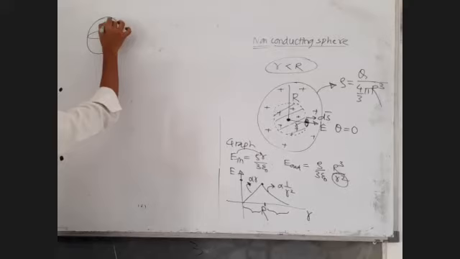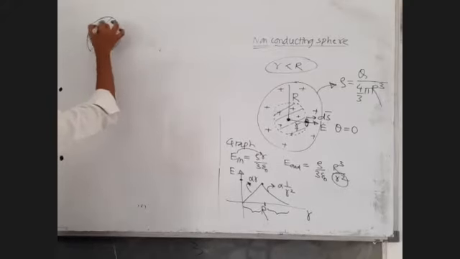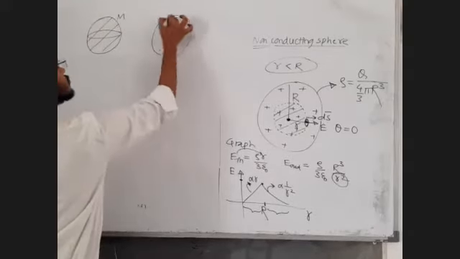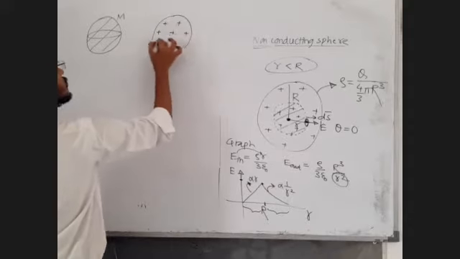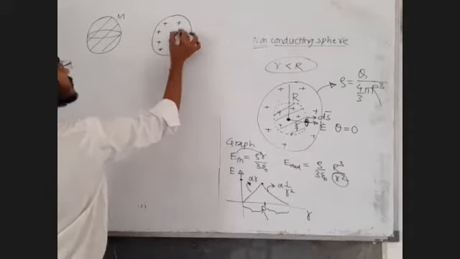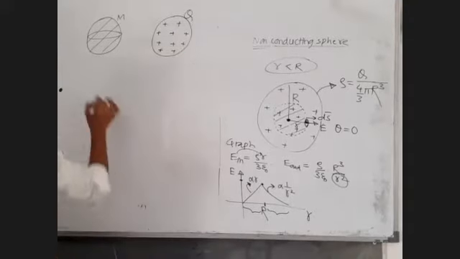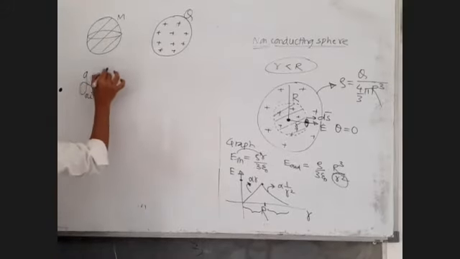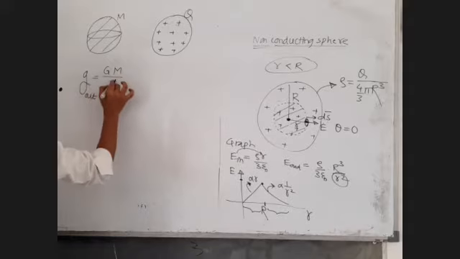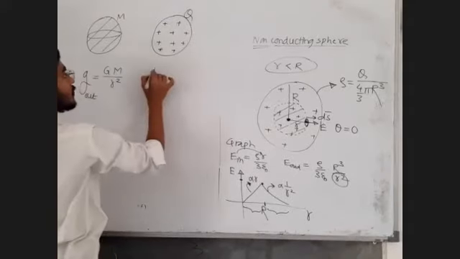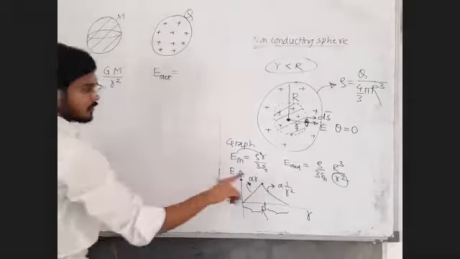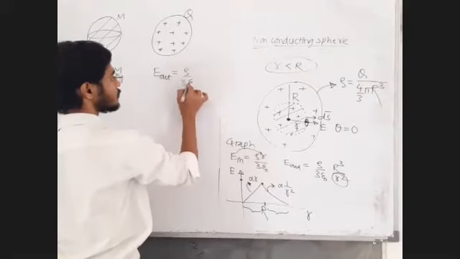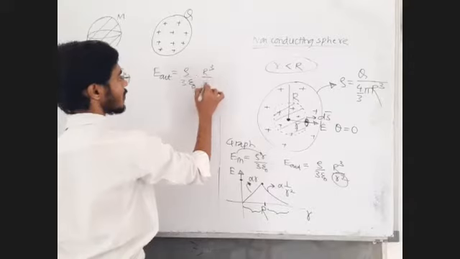Take a spherical object, a solid sphere having total mass capital M, and the non-conducting charged sphere. It should not be conducting, otherwise it will become a charged shell. We don't want a charged shell. Acceleration due to gravity outside is G capital M upon R square, and here the outside electric field is rho upon 3 epsilon 0 into R cube upon R square.